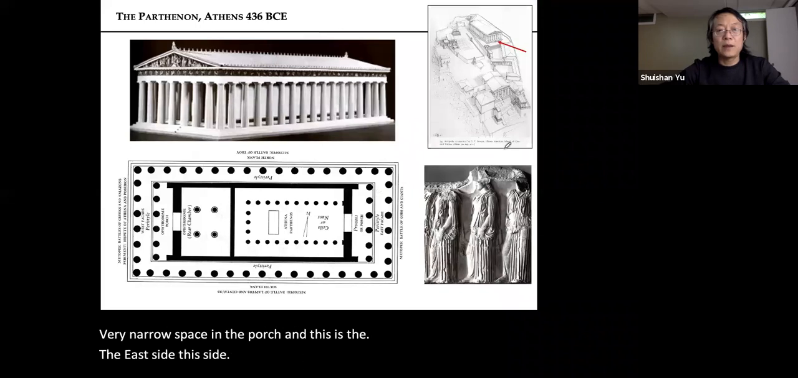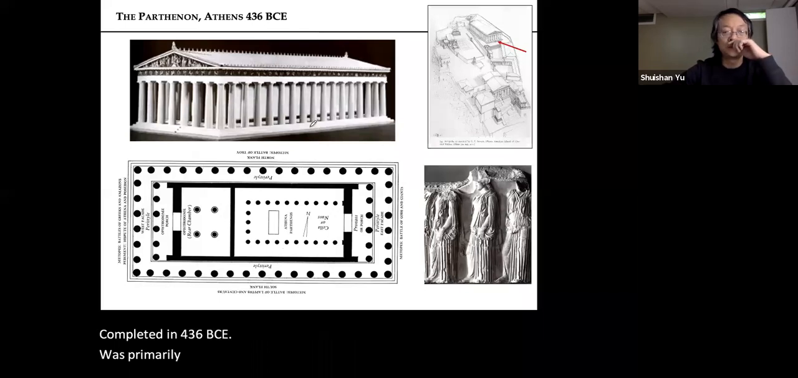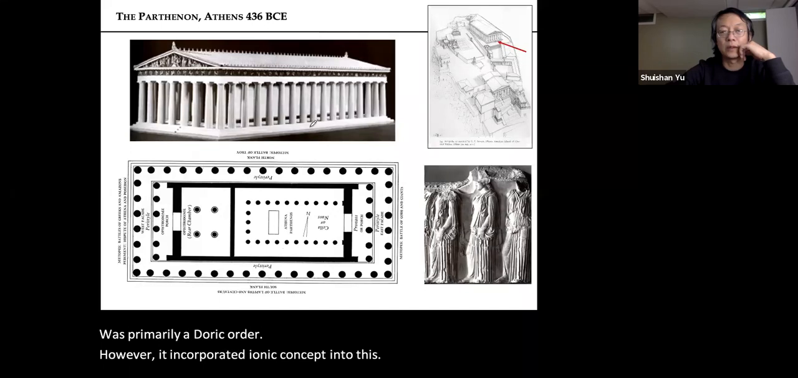Now let's take a look at the Parthenon. The Parthenon, completed in 438 BCE, was primarily a Doric order. However, it incorporated Ionic concepts into this Doric temple.